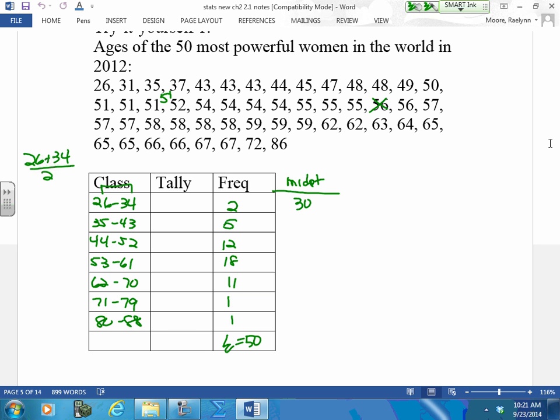Now, you can do this for every class, or you can take your class width and add it all the way down. What's our class width? 9. Add 9 all the way down. I was about to do so much math. But all you have to do is use your class width now, because if your endpoints are 30 apart, your midpoints have to be 30 apart. So it's a shortcut. So all the way down, add 9. It just makes your life a little bit easier. Much, much easier.